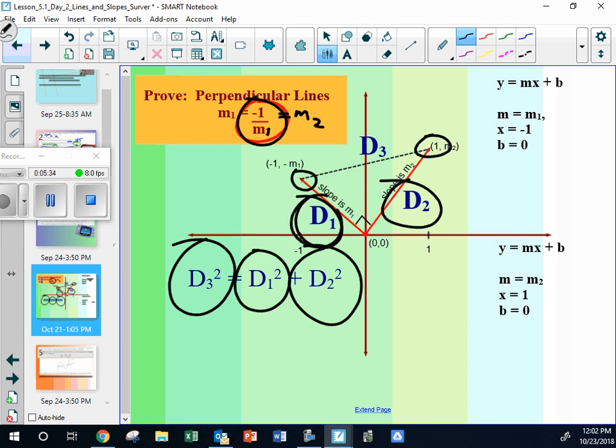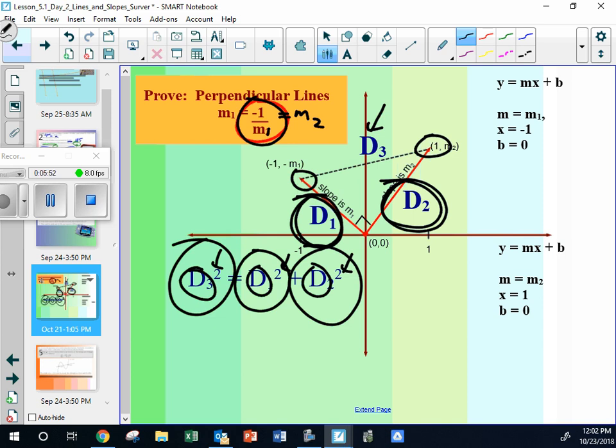So that squared plus that squared, and then you have to take the square root of it, would give you this distance. Or you could say this distance squared is this squared plus that squared. Okay.